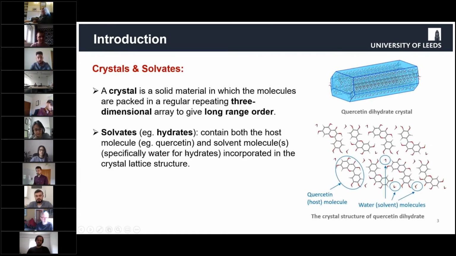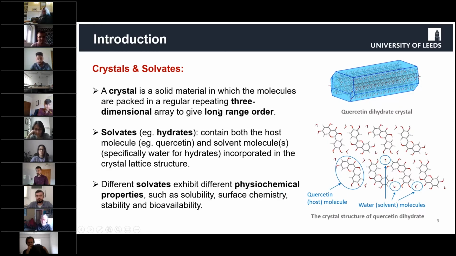We all know that crystallization is a process of solid formation, which results in a 3D structure which is characterized by a long-range order. And solvates are multi-component crystalline solids which contain both the host molecule, in this case quercetin, and solvent molecules. Specifically, when the solvent molecule is water, these solvates are termed hydrates. You can see the water molecules which form part of the structure of the quercetin dihydrate in this figure.